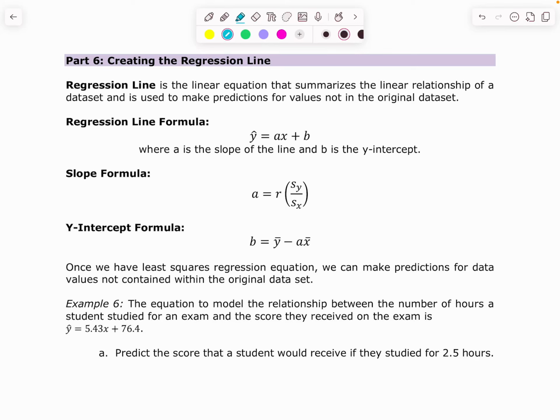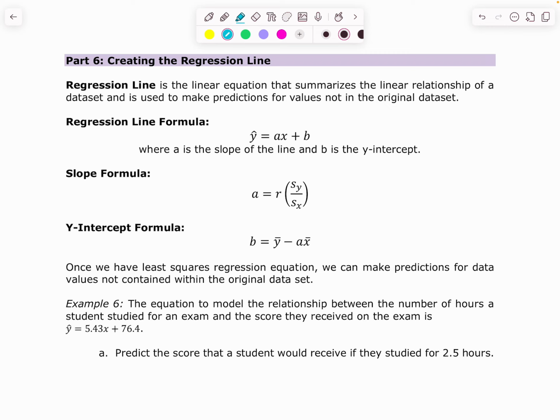All right, so we've done all this work to see if there's a linear relationship between these two variables. And the whole point of this is to create a linear equation to model that relationship. So the equation that we create is called the regression line. This is the linear equation that summarizes the relationship of the data set. And we want to do this so that we can make predictions for values that are not included in that original data set.